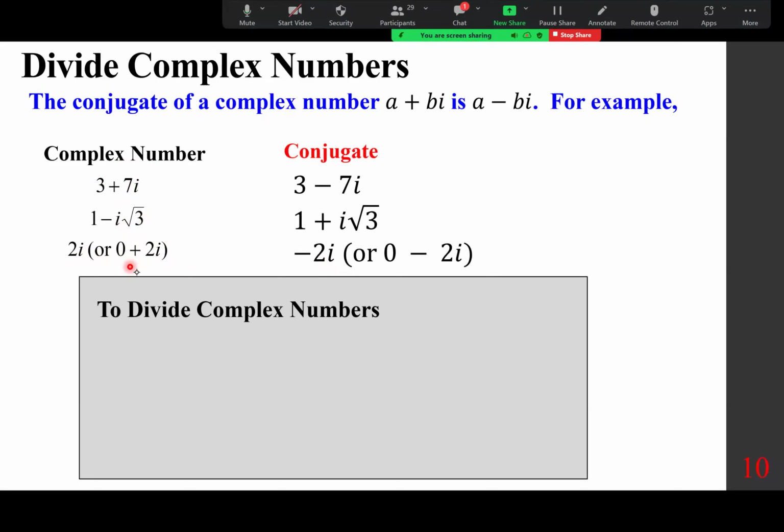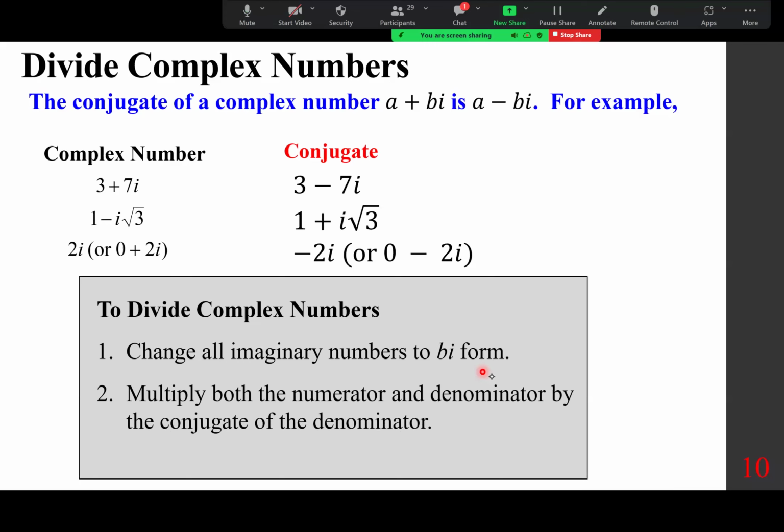To divide complex numbers, change all imaginary numbers to bi form. Multiply both the numerator and the denominator by the conjugate of the denominator. Write the answer in a plus bi form.